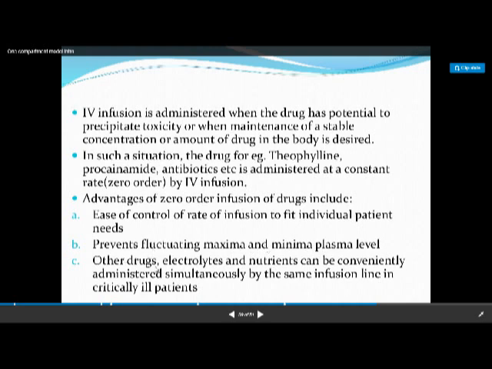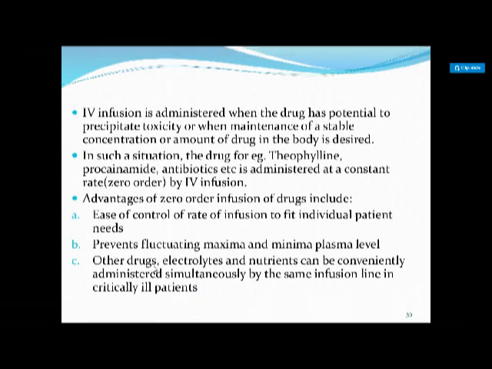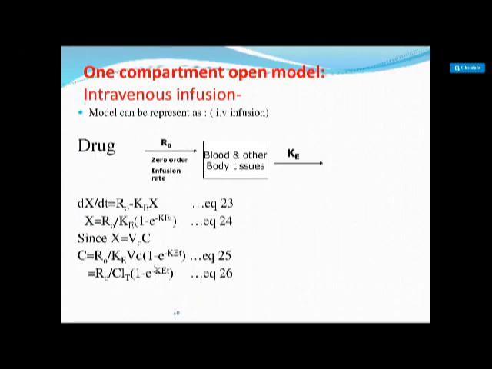Then other drugs, electrolytes and nutrients can be very conveniently administered through this process simultaneously by the same infusion line in critically ill patients. When the patients are critically ill, electrolytes can be given, nutrients can be given, and other drugs also are very conveniently given by this process. So IV infusion has these types of advantages.